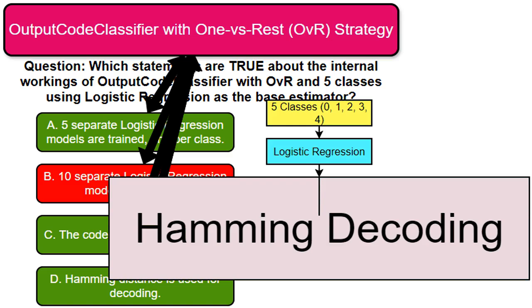Hamming decoding is the method used to combine the predictions from multiple binary classifiers in the OVR strategy. It calculates the Hamming distance, the number of differing bits between the predictions and the actual class codes. The class with the shortest Hamming distance is selected as the final prediction. It's like comparing several possible answers to the correct answer and choosing the one closest to it.